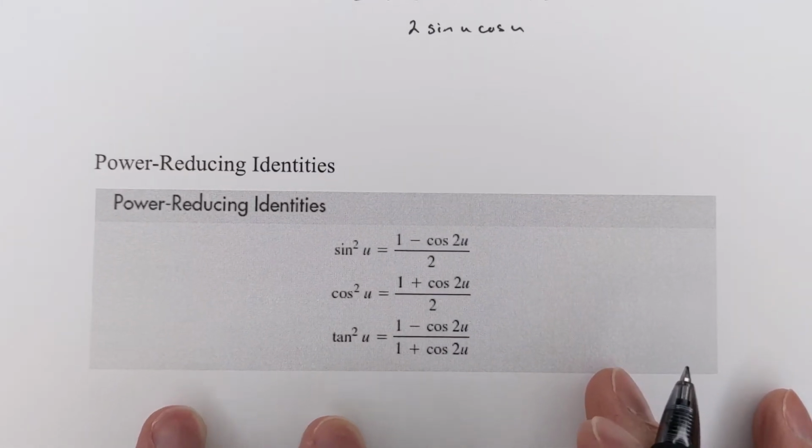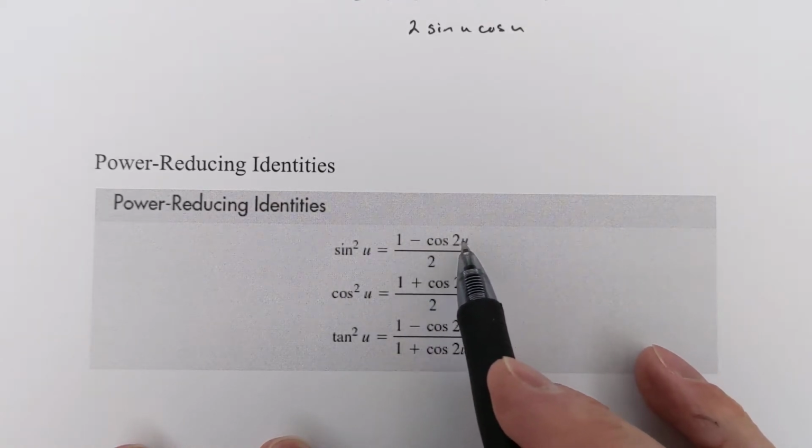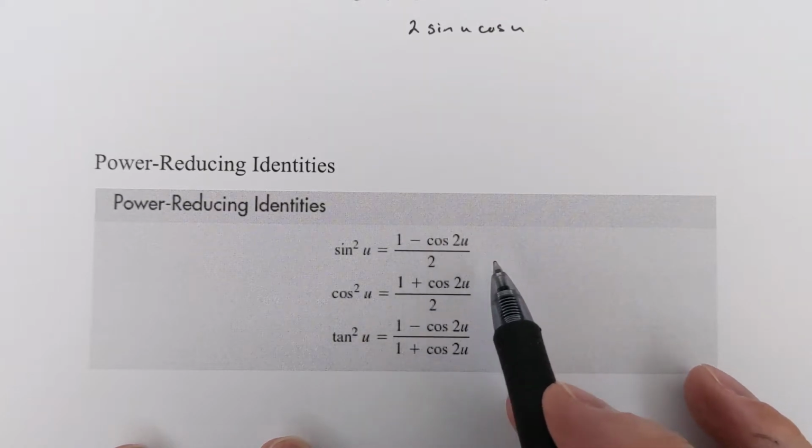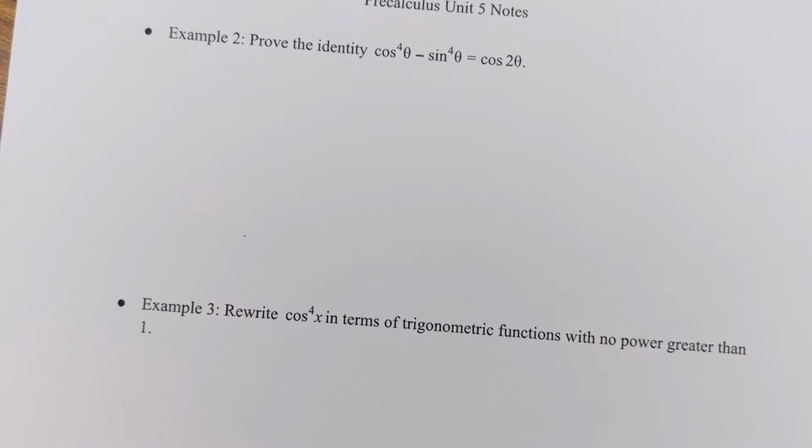All right, power reducing formulas let you reduce squared functions down to things that include essentially a double angle. Then you can also substitute the double angle in to get something even more cleaned up.